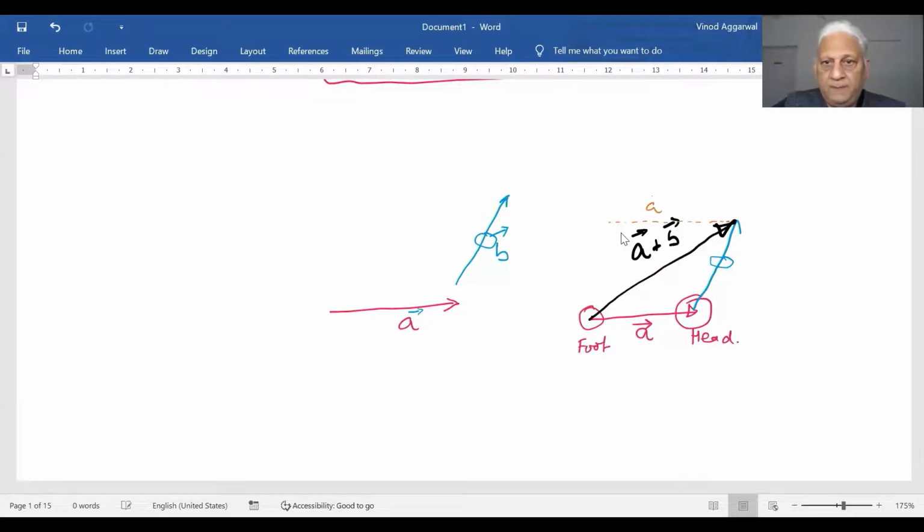This is A. This is B. And the resultant, as you can see from the diagram, is given by the diagonal of the parallelogram. Okay.